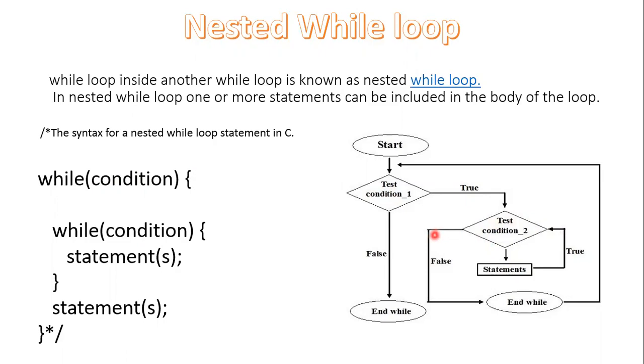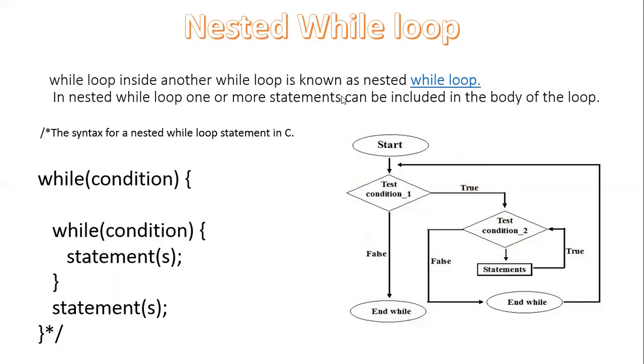When it fails, it ends the nested loop and comes back to the main while condition. Again it checks, and if it is true, it enters again. The same process happens. If the condition fails here, it directly ends the execution of the whole while condition. This is how a nested while loop works.